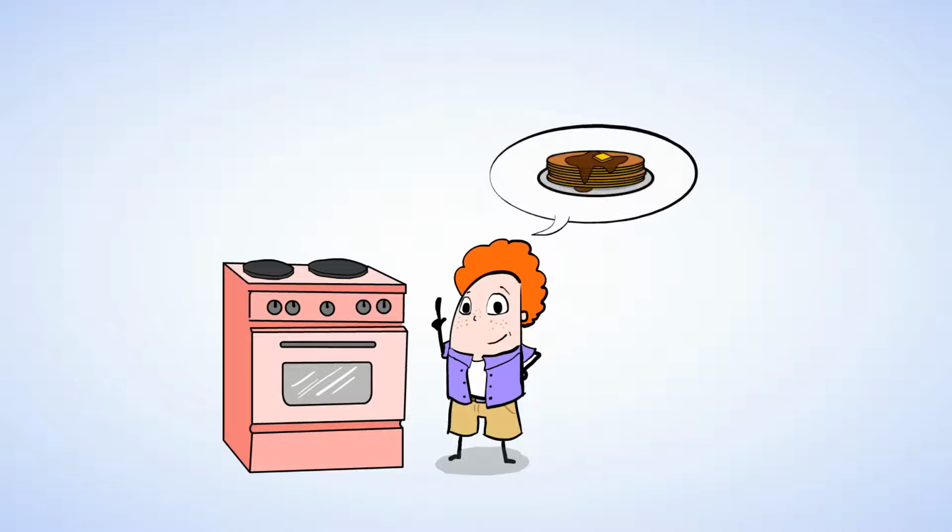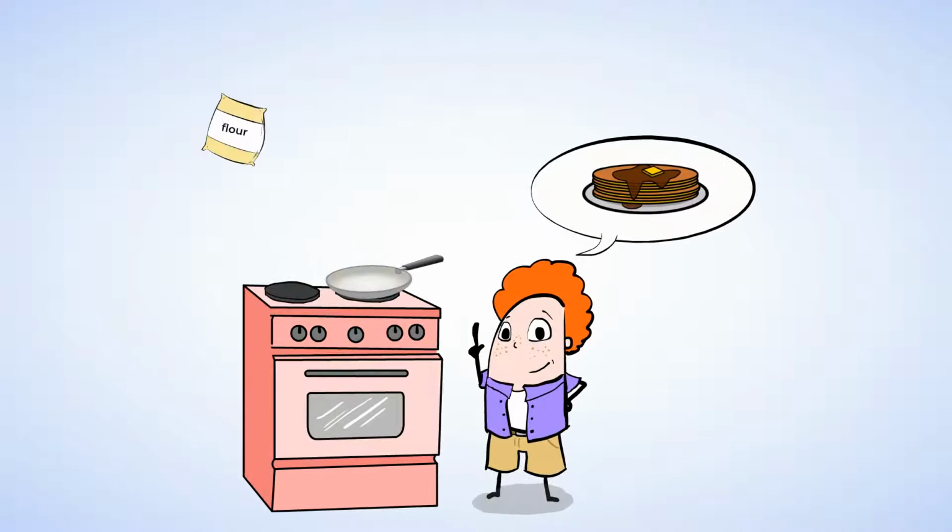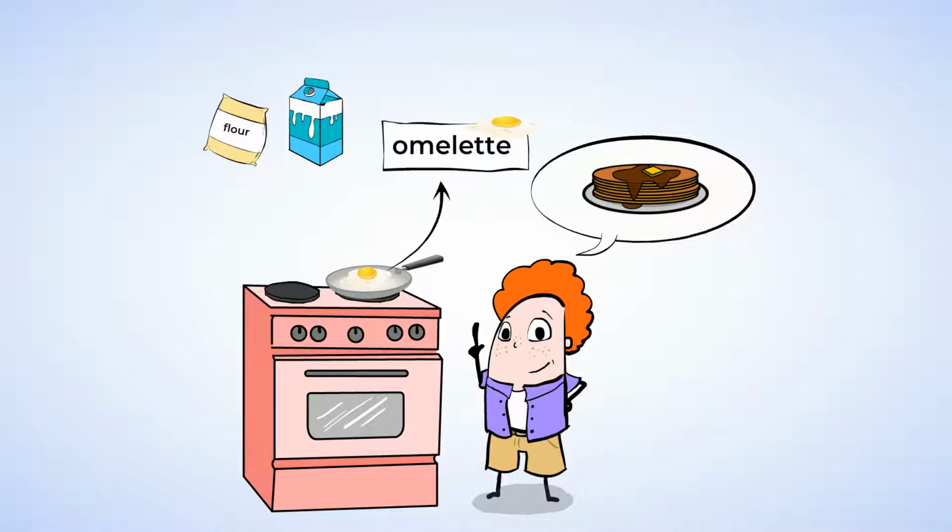Have you ever made pancakes for breakfast? It's really important that you follow the steps in a certain order, right? Imagine if you put the eggs in the pan before mixing them with the flour and the milk. You'd end up with an omelet and not pancakes. Well, when simplifying numerical expressions, order is important too.